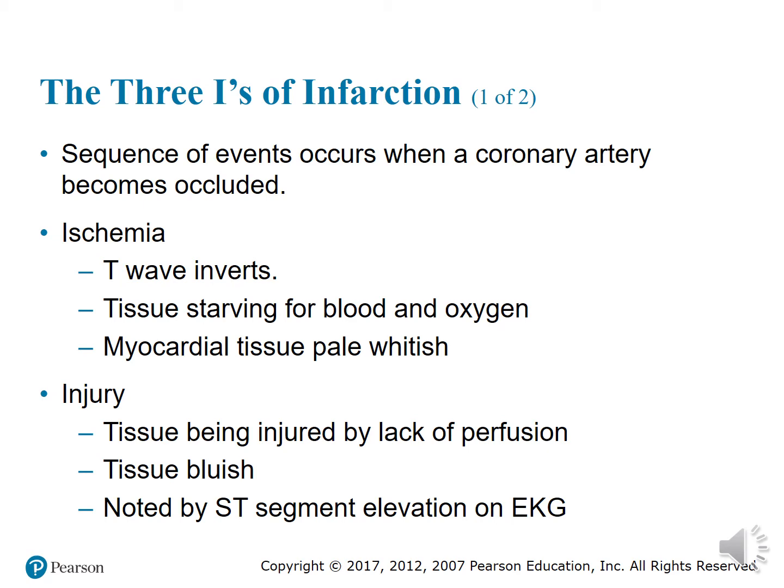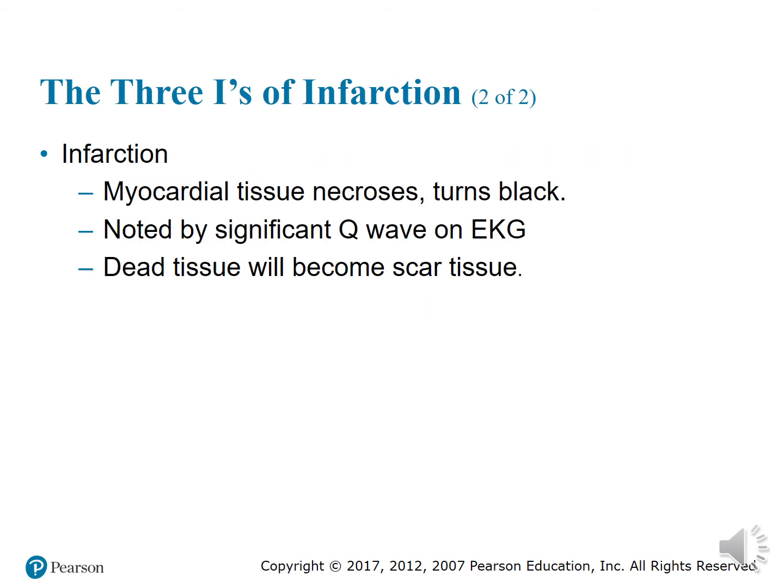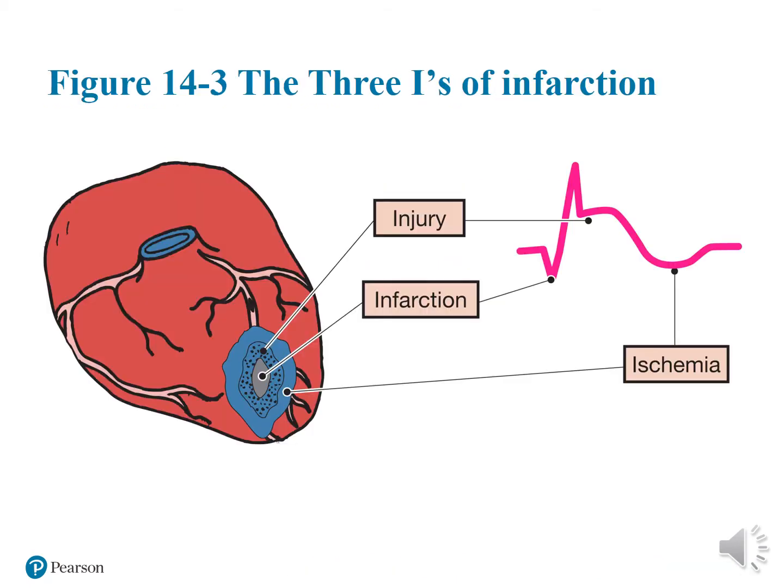Now we move on to injury. Tissue is being injured by lack of perfusion. Tissue is bluish in color, noted by ST segment elevation on the EKG. Again, when I see ST elevation, I'm going to immediately start the check-down process. Infarction: myocardial tissue necrosis turns black, noted by significant Q waves on the EKG. Dead tissue will become scar tissue. Again, begin with the check-down process.